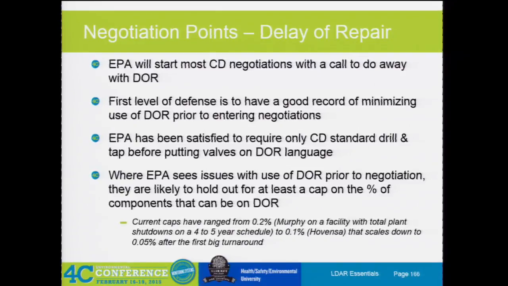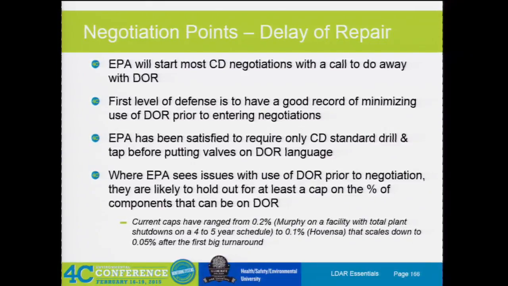EPA will start most CD negotiations with what they call to do away with DOR. So I mean, it's going to be coming, I think. If you think about it, California right now is somehow managing to survive out there without DORs, and you guys aren't allowed to have open-ended lines and all that good stuff, where somehow the rest of the country still manages to get away with it, right? I don't know why you guys can make that stuff happen and the rest of the country can't, but I think the EPA's got the same idea, you know? Yep. I got a feeling that's where they're going with these guys too.